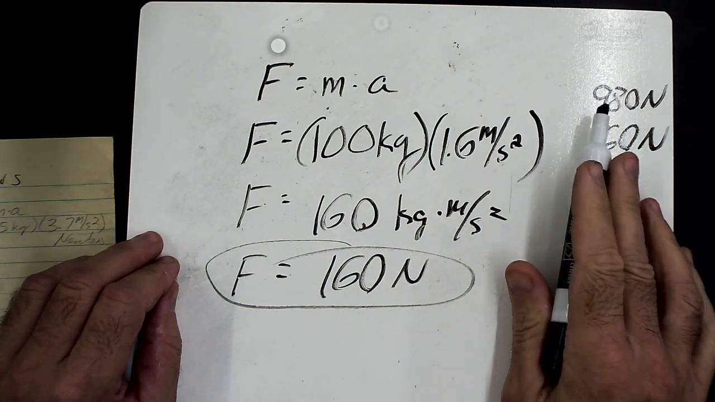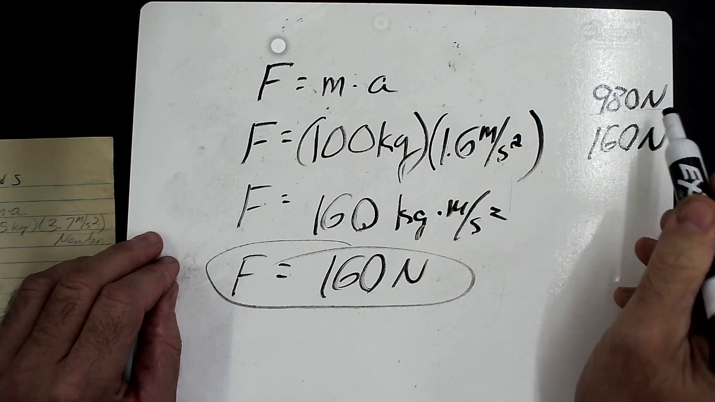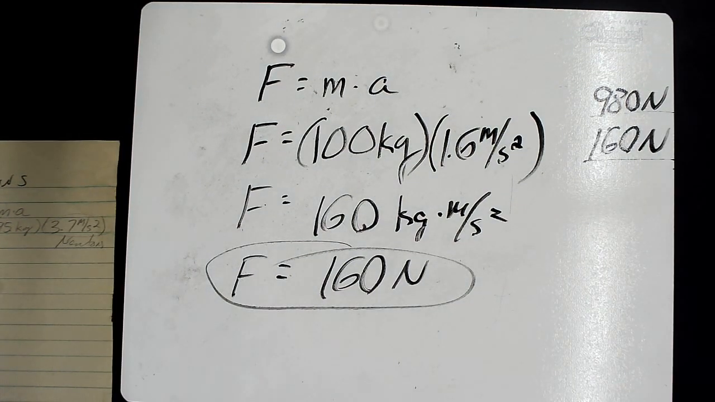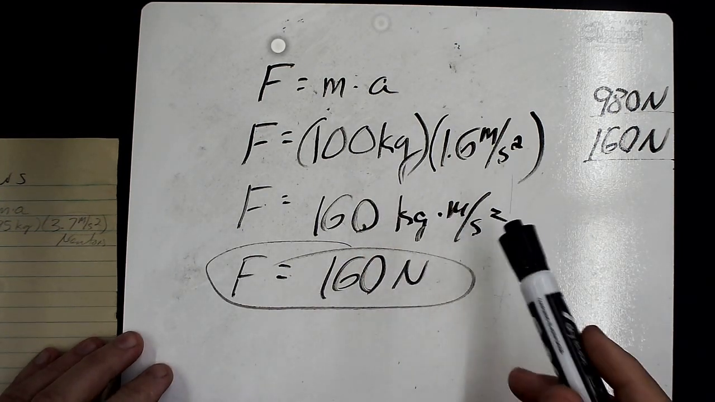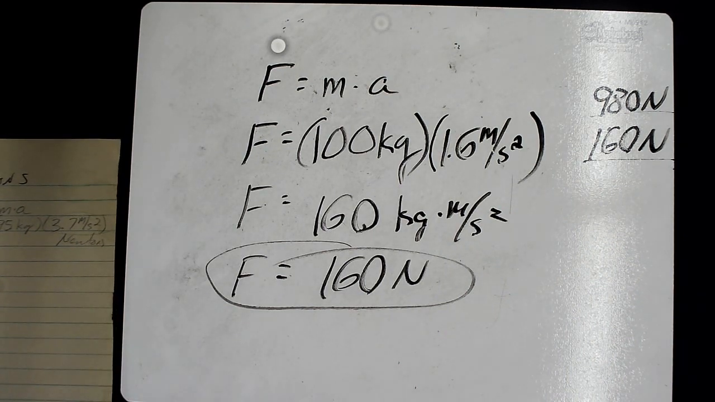So I weigh less on the moon than I do on Earth, and my mass has not changed at all. My mass stays the same. What changes is the acceleration of gravity. Now, what they're doing in the lab is this.